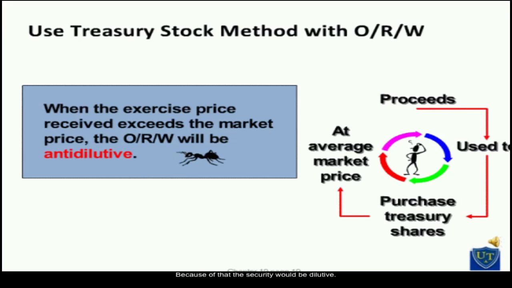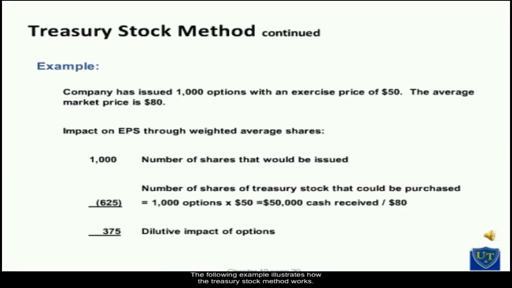Because of that, the security would be dilutive. The following example illustrates how the treasury stock method works. In this example, the company has issued 1,000 options to its employees, and those options have an exercise price of $50. The average market price of the company's stock during the year has been $80.